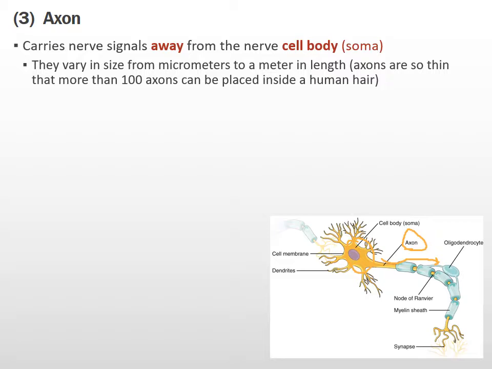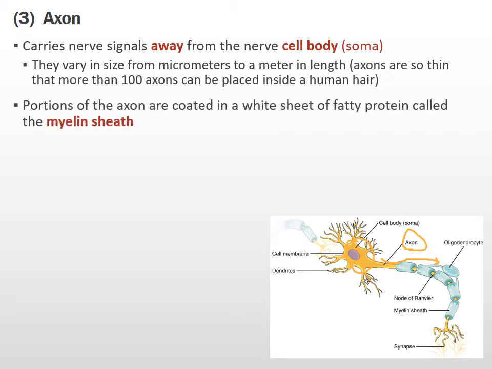They vary in size from micrometers all the way up to a meter in length. The ones that are inside your brain and in specific spots are going to be very small in comparison to ones that will run the length of your spinal cord. So those would be some of the longer ones. Axons are so thin that more than 100 axons can be placed inside of a human hair. So you can imagine how small and how thin these axons actually are.